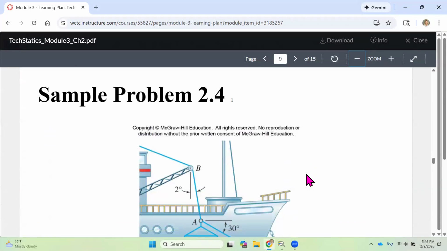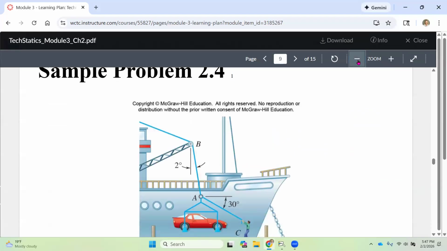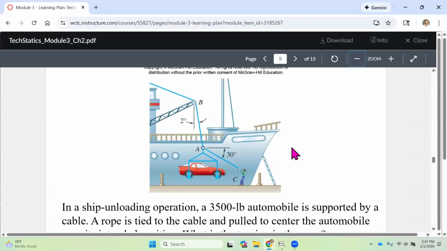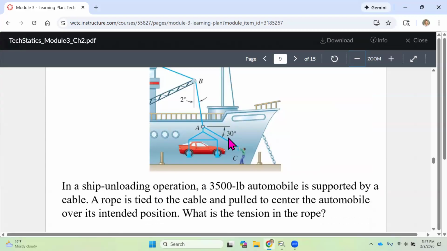All right. So the first problem that we're going to be looking at here is going to be sample problem 2.4. I have it underneath my paper here, but I think I'm going to go through it here because I've got a nice clear picture that I can zoom in on. So the problem statement says in a ship unloading operation, a 3,500-pound automobile is supported by a cable. Okay. The rope is tied to the cable and pulled to center the automobile over its intended position.